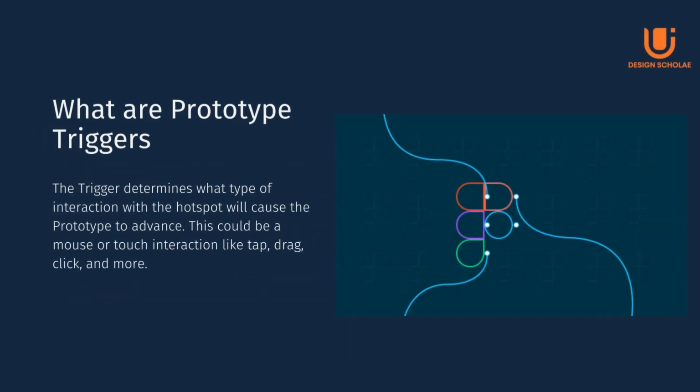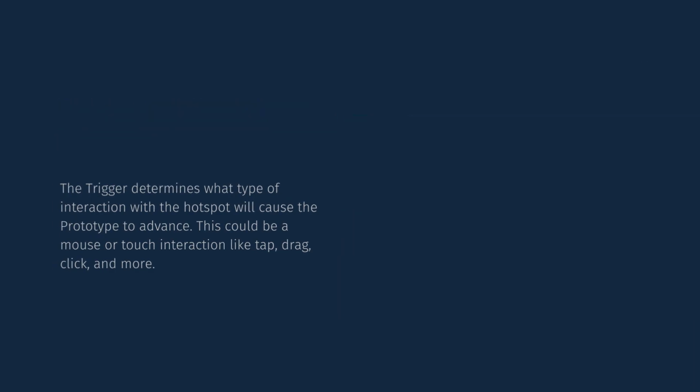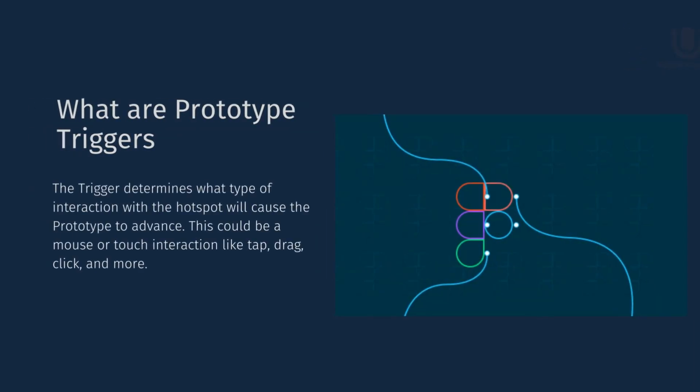What are prototype triggers? The triggers determine what type of interactions with the hotspot will cause the prototype to advance. This could be a mouse or touch interactions like tap, drag, click, and more. Let us see them one by one.